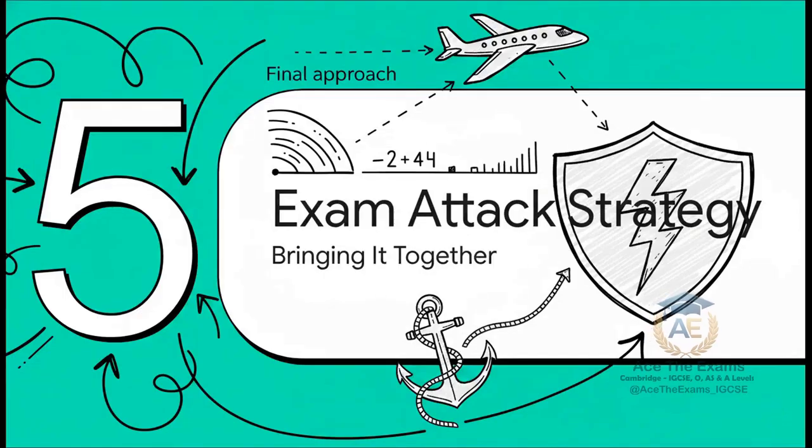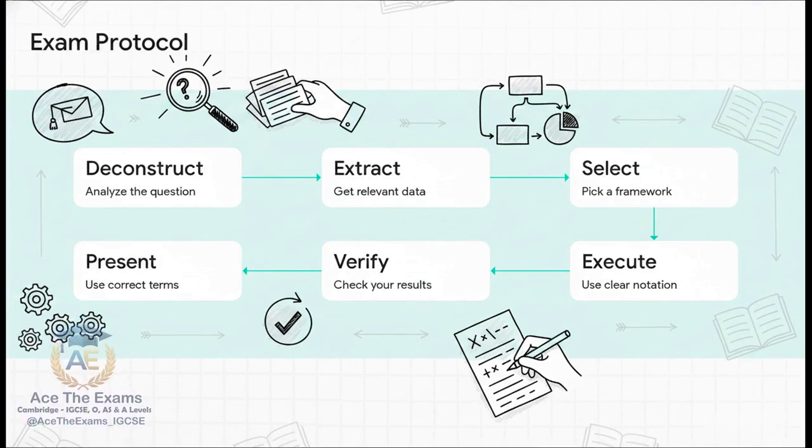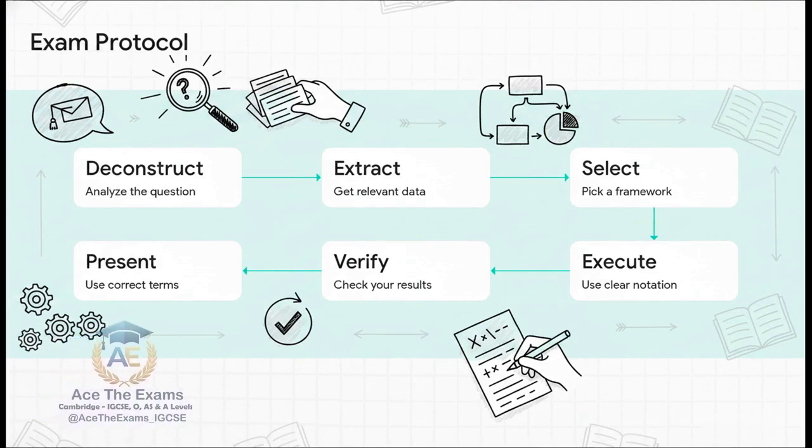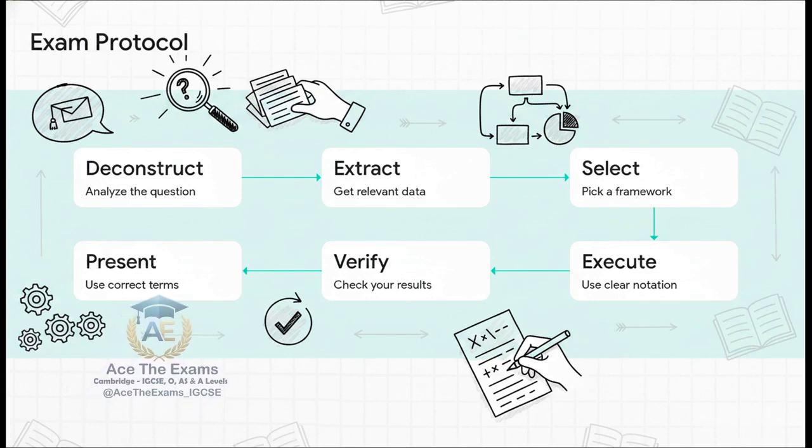And that brings us to Section 5, your exam attack strategy. We are bringing all of this intel together for final approach. Here is your exact step-by-step landing sequence. We call it the 6-step exam protocol. 1. Deconstruct the command keywords in the actual question. Treat those keywords as your absolute system parameters. 2. Extract only the relevant data from the cue cards. Ignore the noise.